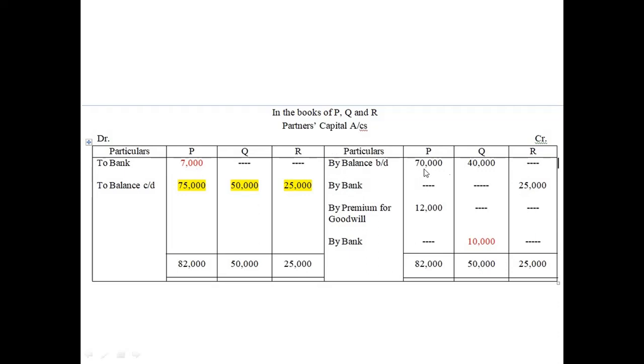Similarly, you focus for partner Q also. For partner Q, we have 50,000 in the debit column and only 40,000 in the credit column. So how much is the deficit here? Deficit of 10,000. So we write 10,000 here and we write by bank, which means Q is bringing extra 10,000 rupees so that his capital will be 50,000, and P will withdraw 7,000 so that his capital should be 75,000. Now this is your partners' capital account. Now you do the total. This capital account is finished.